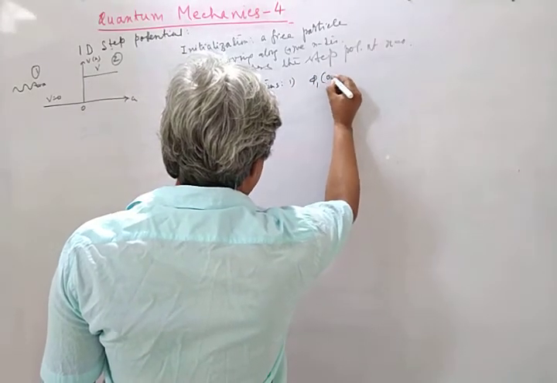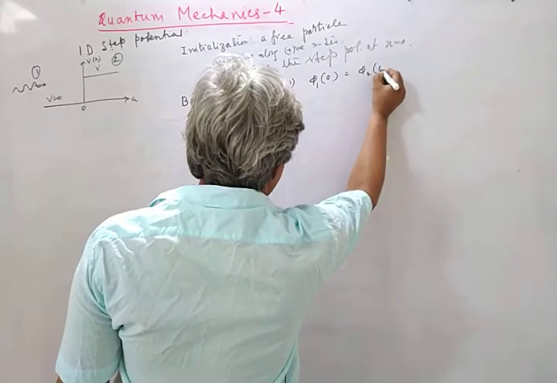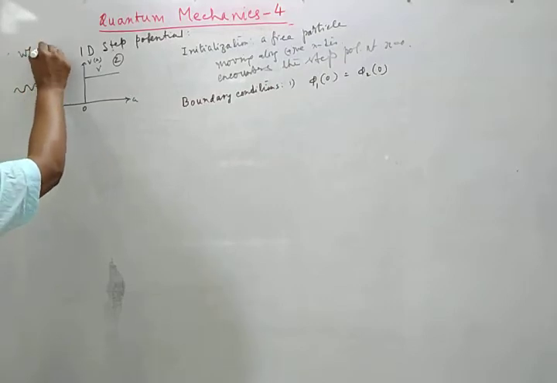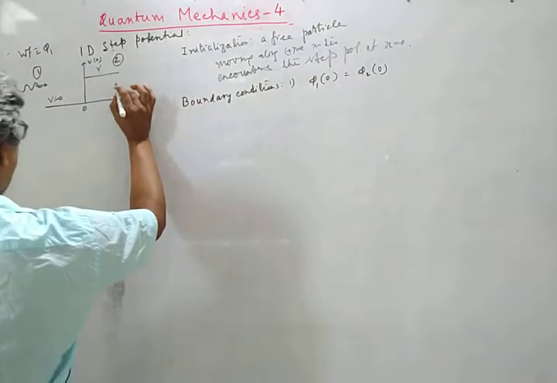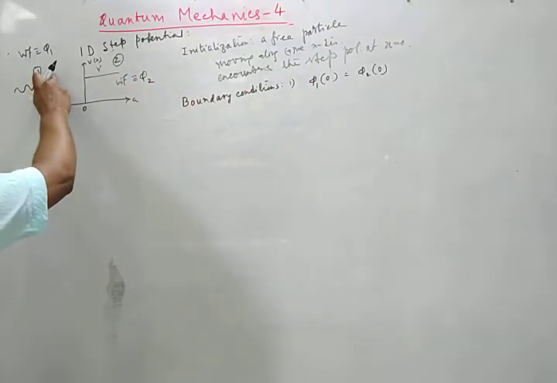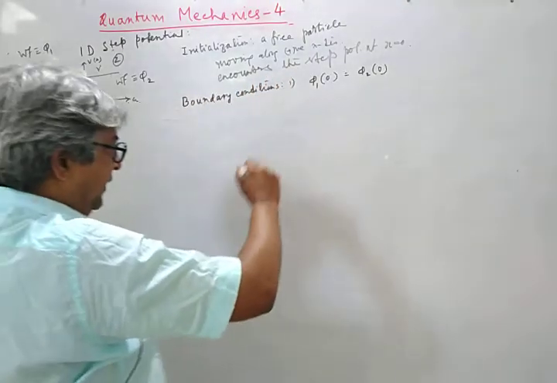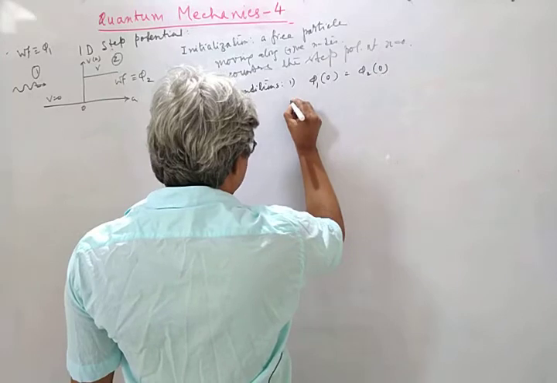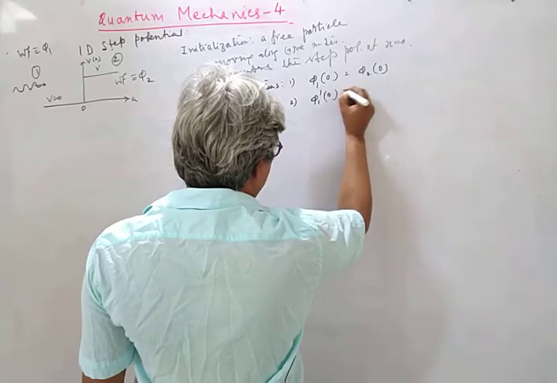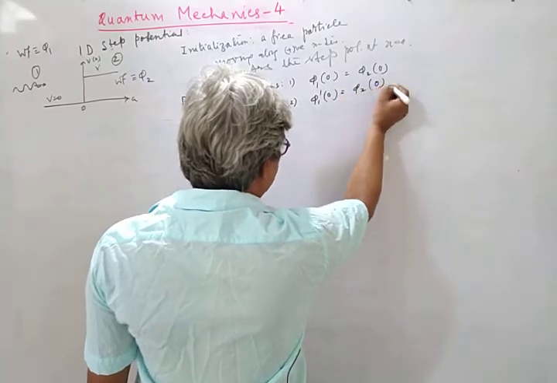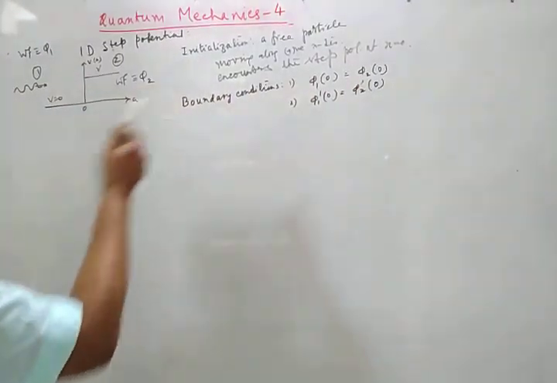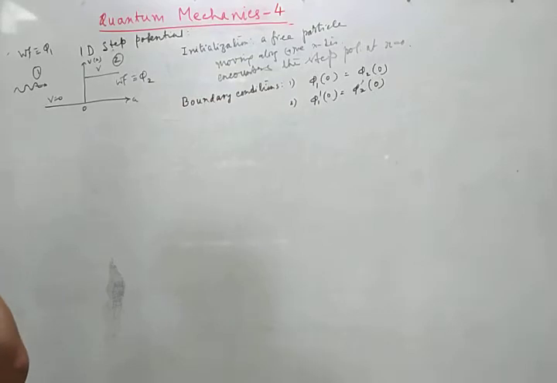Phi 1 at 0 is equal to phi 2 at 0. What is phi 1? The wave function in this region is written as phi 1 because this is region 1, and the wave function in this region is written as phi 2. So this is the wave function in region 1 and this is the wave function in region 2. They should match at the boundary, and the second boundary condition is phi 1 prime at x equal to 0 is equal to phi 2 prime at x equal to 0. So this is the continuity condition of the first derivative.